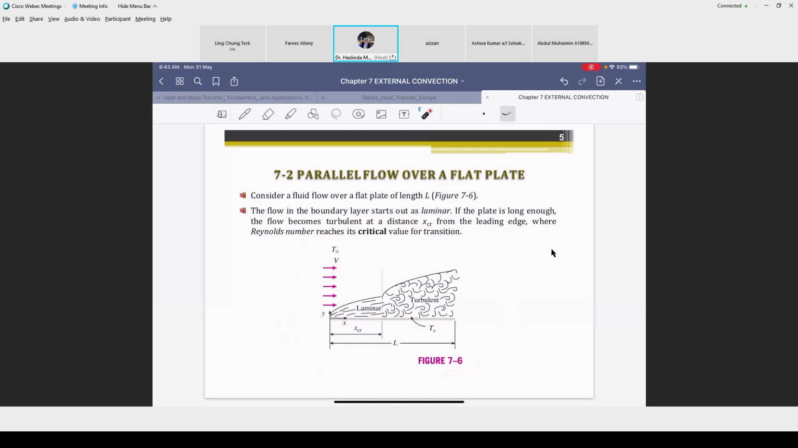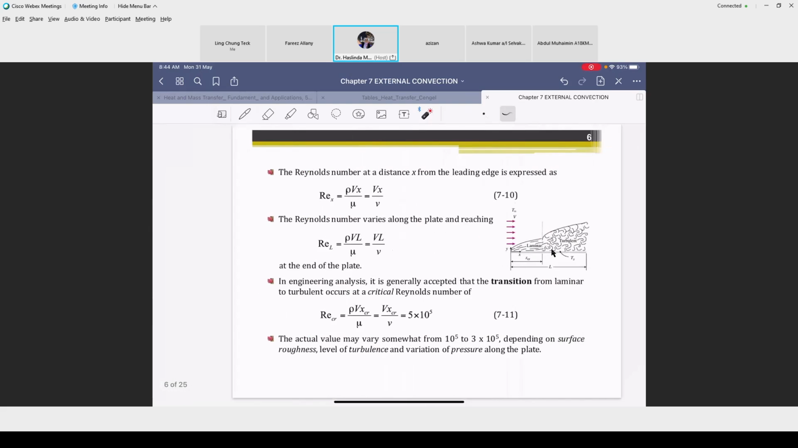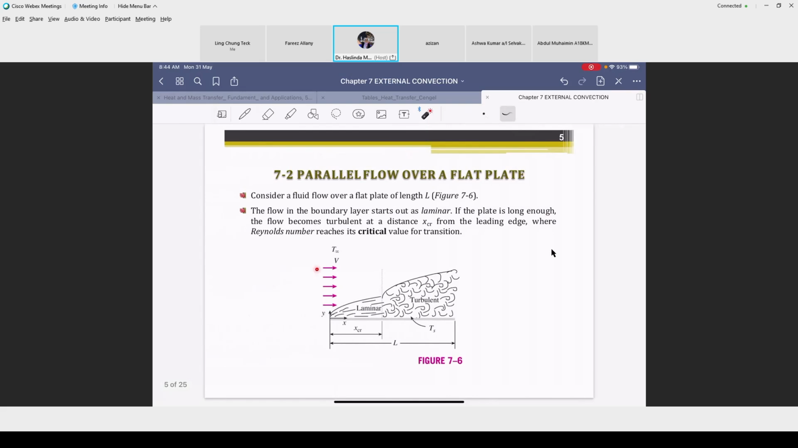The V, dia selalu panggil free. Okay, I want to use the term that this book used. Sekejap, dia panggil average, dia panggil free stream velocity I think. Tak apa, ada tak kat sini? So okay, this is the free stream velocity, dia tak too far from the surface of the plate.